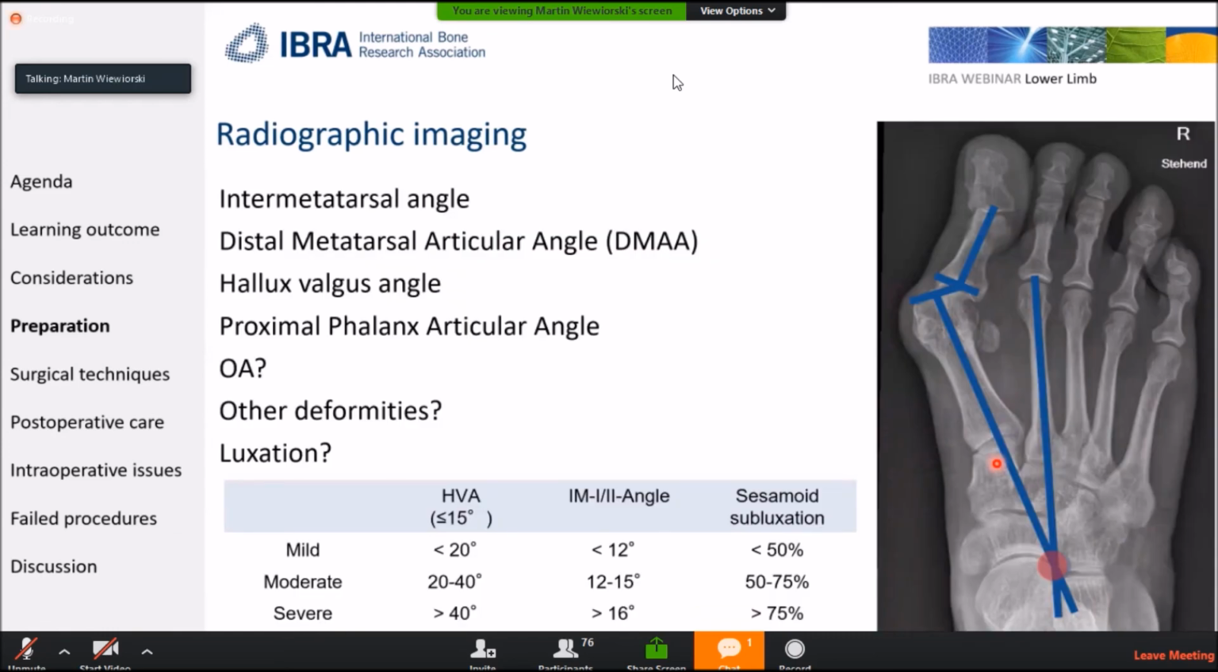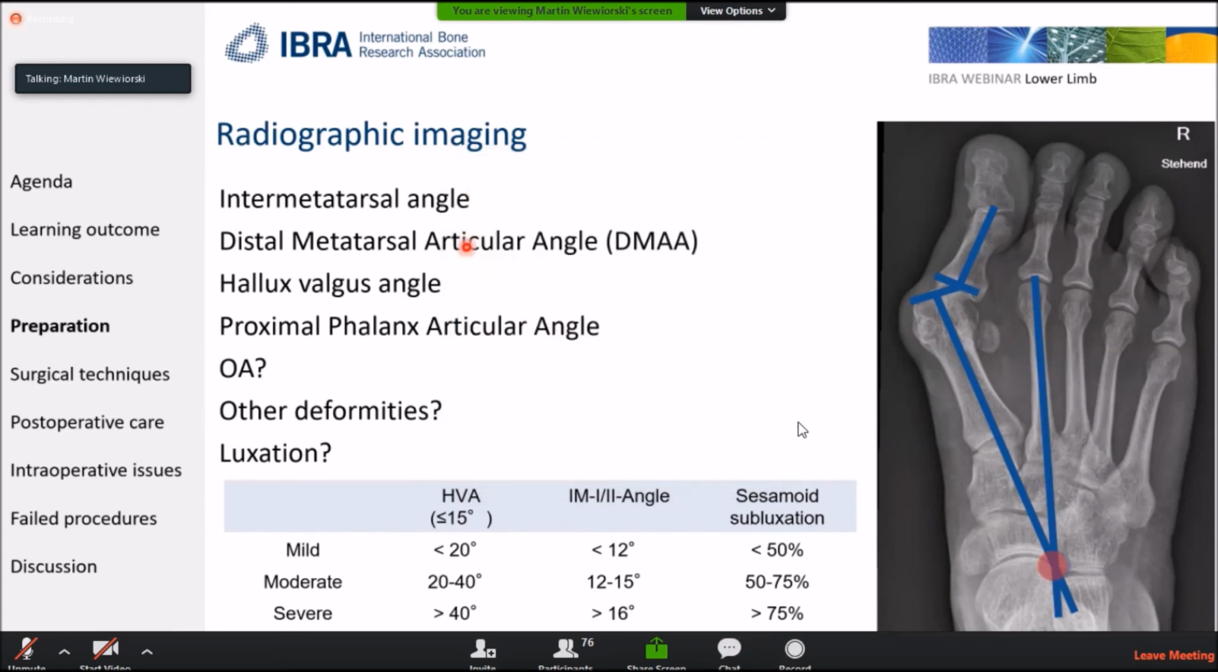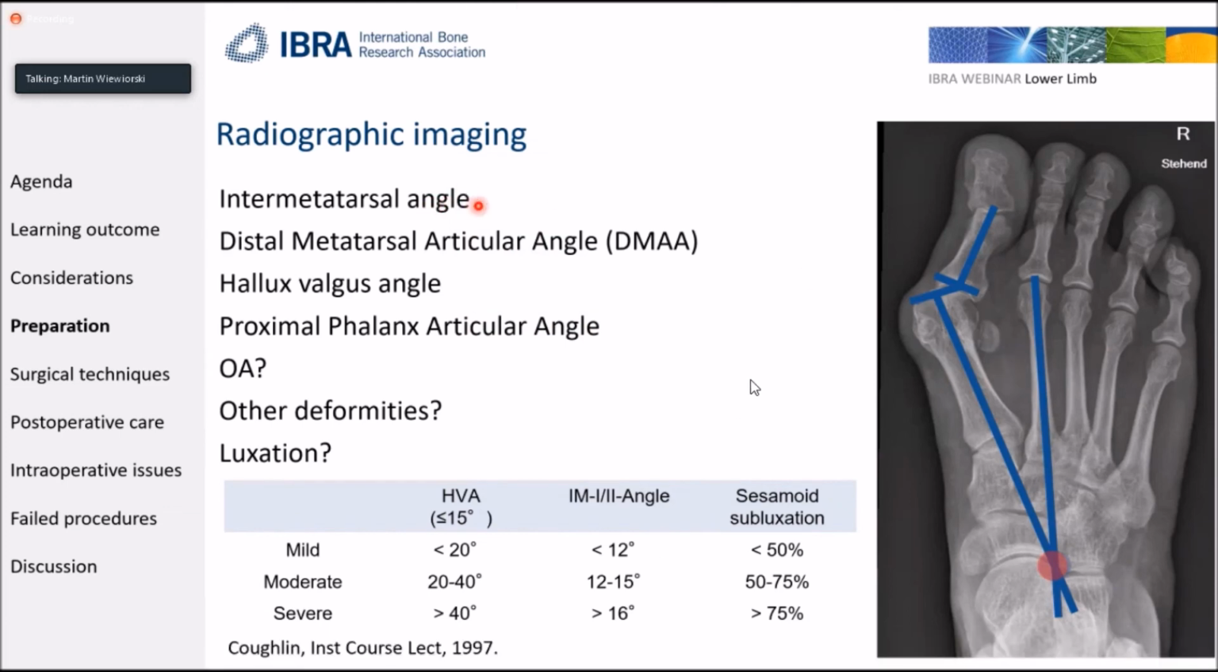So all orthopedic surgeons like to take some measurements on the X-rays, so it's probably important. You can see on the left side the list here of all the measurements you can basically do on this kind of X-rays. This is the order of measurements, which I think is also the order of importance. For me, the most important angle is the intermetatarsal angle. Basically, this is almost like the only angle that I'm looking at.